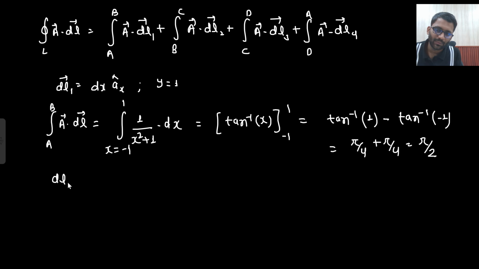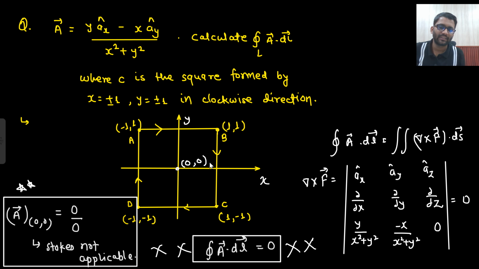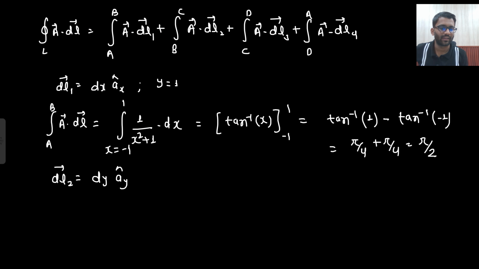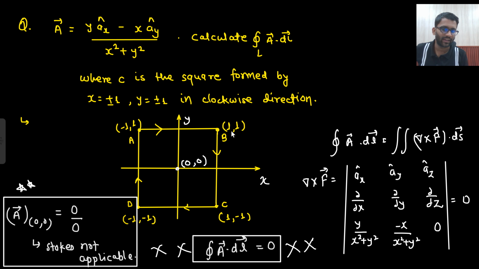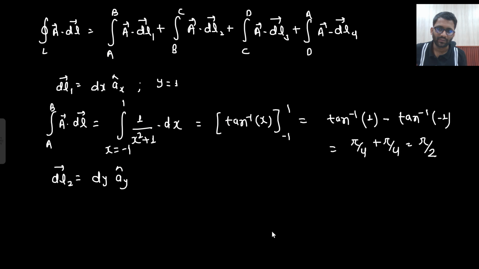Now what is your dl2? In dl2 what is changing? Y is changing. Always write down the positive direction only. You will not say, sir, I am going towards negative y, so I will write minus ay. No, the limit will take care of it, because you will put the limit from 1 to minus 1. And what is the value of x here? X is also fixed here, x equals 1 on this line.